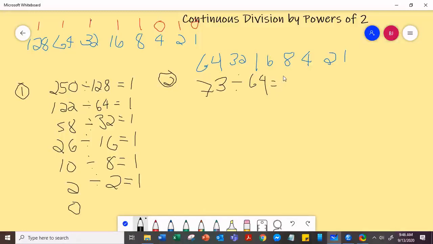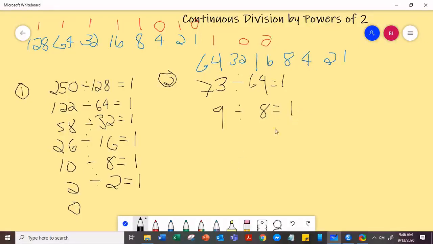We get a quotient of 1. But we don't need a quotient. What we need is, so we're able to divide by 64. So put 1 there. And the remainder is actually much more important. 73 divided by 64 would leave 9. So we can't use 32 and 16, but we could use 8 as a divisor.